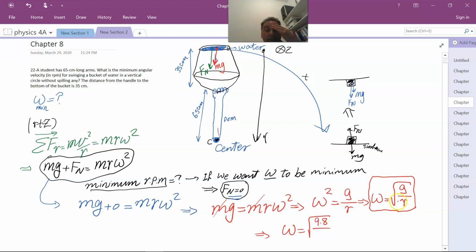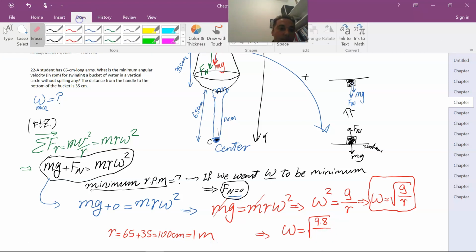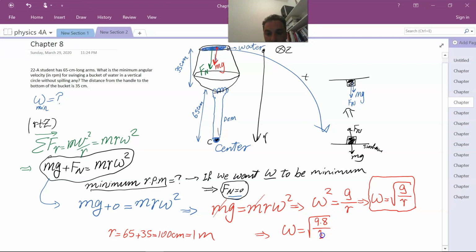Therefore, I can substitute: omega will be the radical of g, which is 9.8, over R. What is R? 65 plus 35. So let me write that R is 65 plus 35. The answer is 100 centimeters, which is 1 meter. That's why I substitute 1 instead of R. Okay, so if you take the square root of g, remember it will be pi number. Watch.